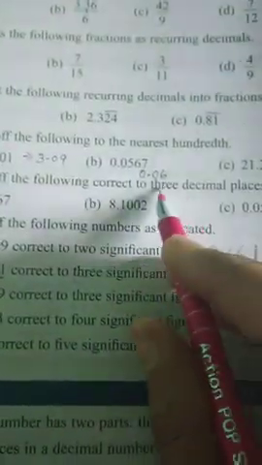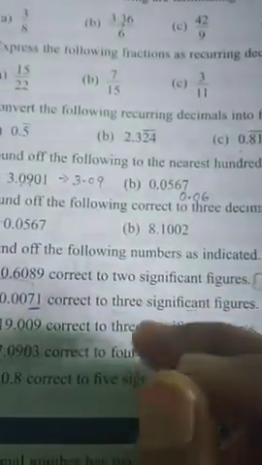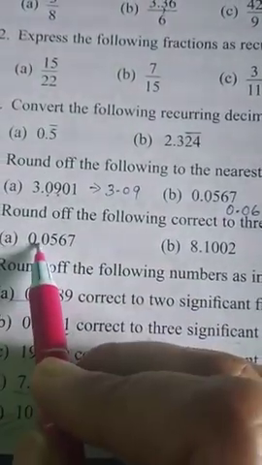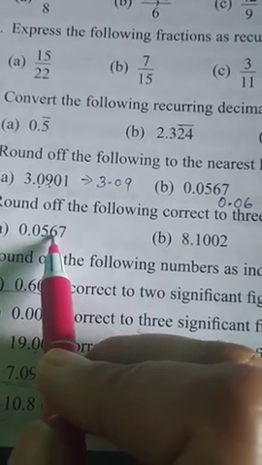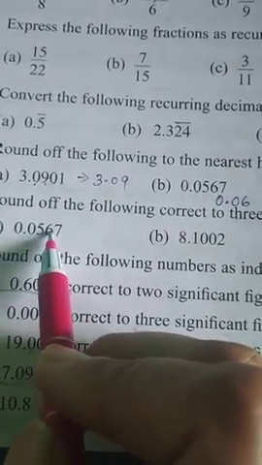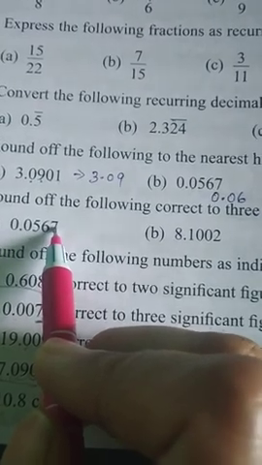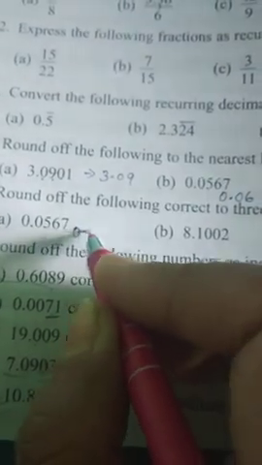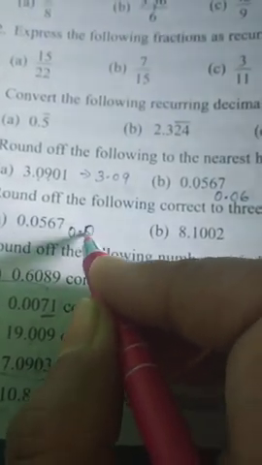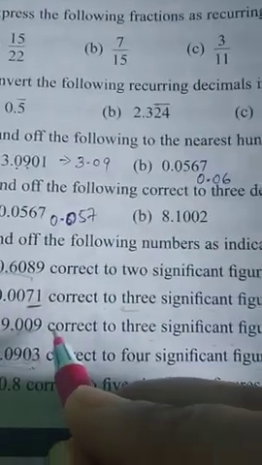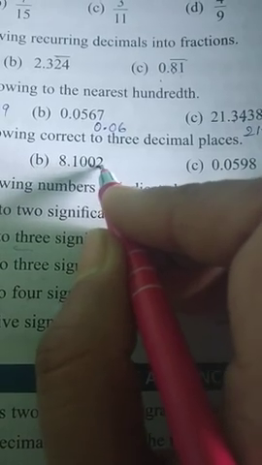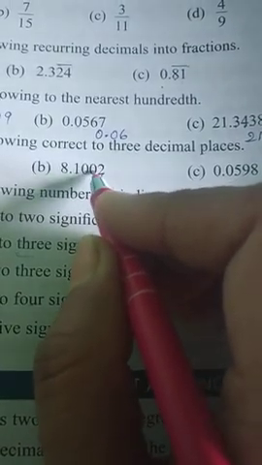Got it? Similarly, round off the following correct to 3 decimal places. This means after the decimal you have to keep 3 digits. So after the decimal, 1, 2, 3. Up to 3 decimal places you have to round off. After 6 you have to see 7. 7 is more than 5, so this 6 will increase by 1 and become 7. So 0.057. Now this one: 1, 2, 3. After the third digit you have to see the next one. This is 2. 2 is less than 5, so it will remain 0 only.